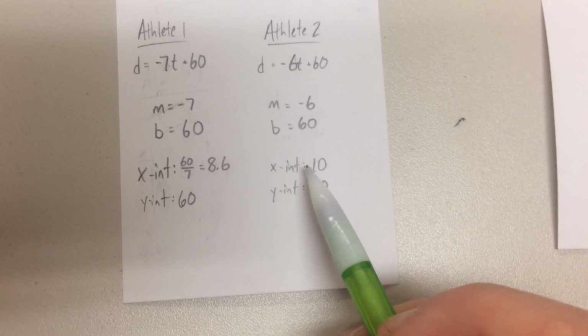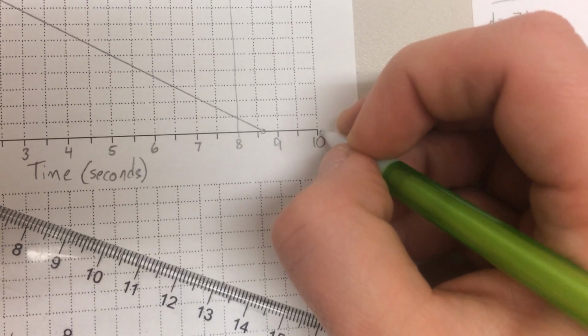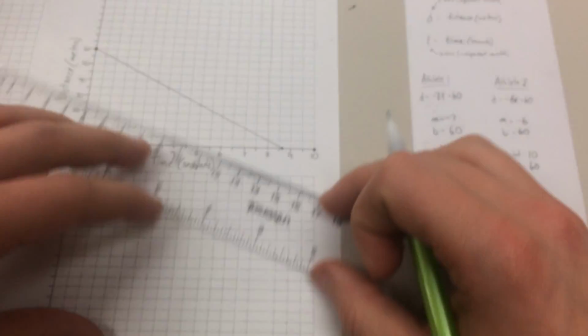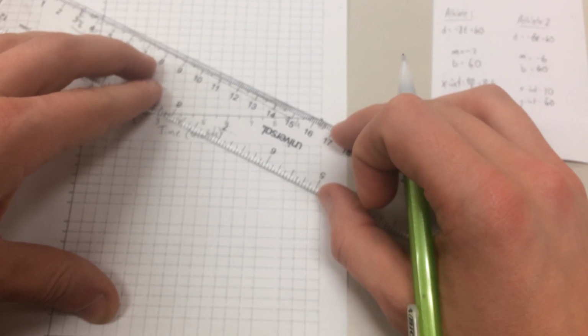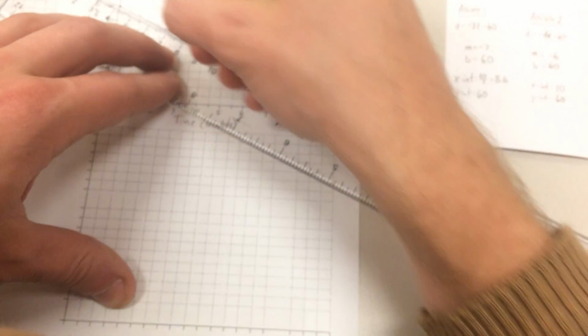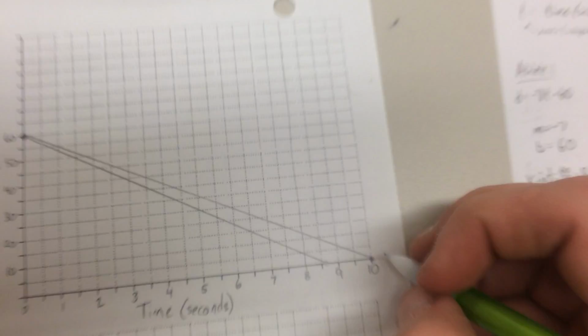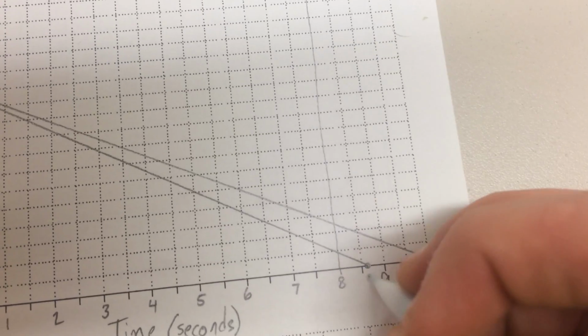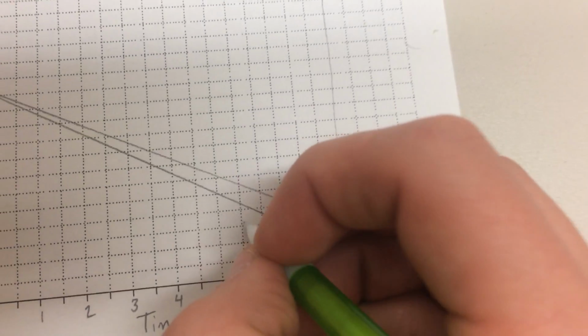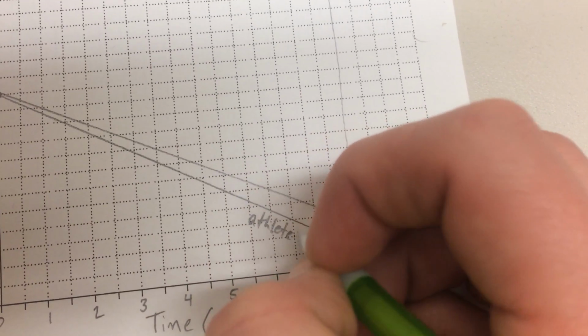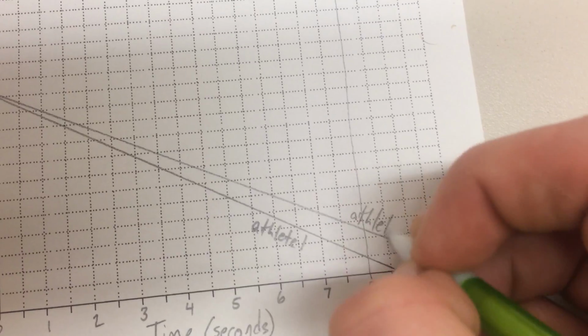All right, let's graph our athlete number 2. So our y-intercept is still 60, but now it's an x-intercept of 10. So 10, connect that to 60. Continue once again. Okay, so we now have both of our lines graphed. Because these aren't functions, we can't write just f of x, but we could write athlete 1 and athlete 2. Might be helpful in identifying.